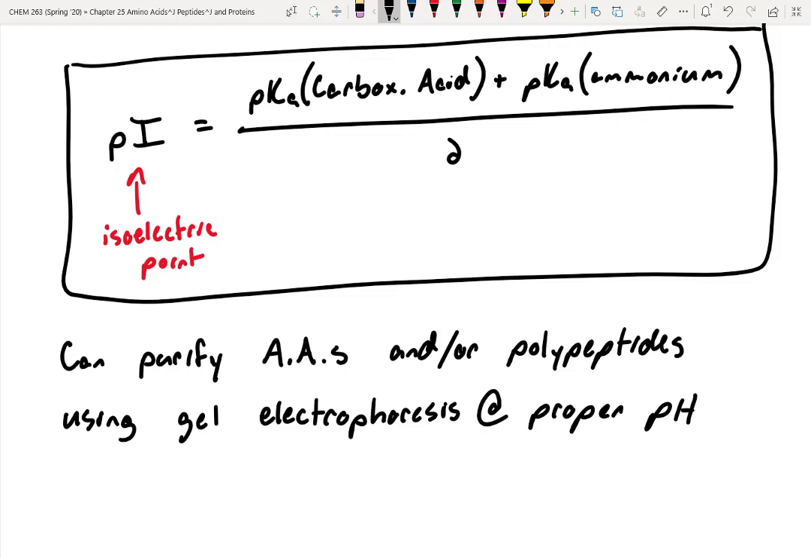All right, when we come back, we're going to look at how to make amino acids synthetically. And that involves a lot of older chemistry, but interesting chemistry.